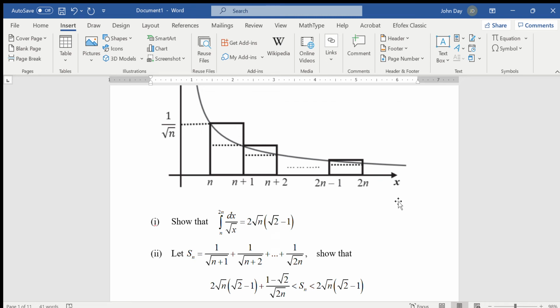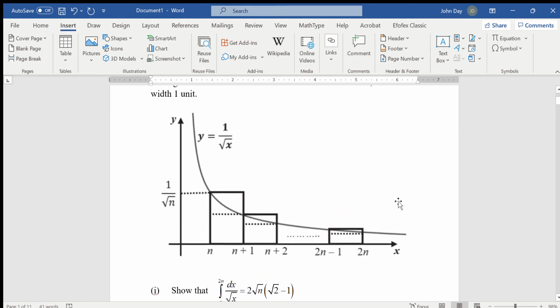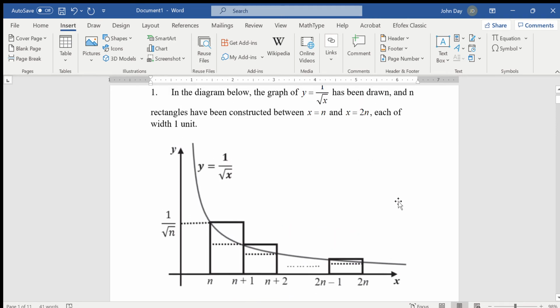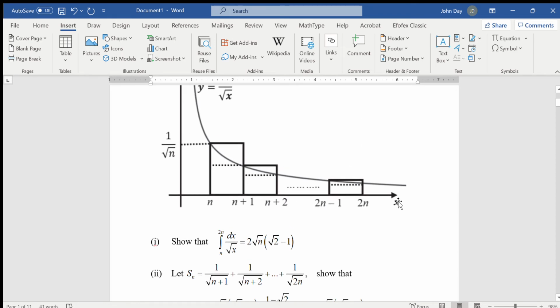So with this question here, the first part wants us just to do a straight integral. Now we know that the question is about y equals 1 on root x. We've also been told that each rectangle has a width of 1. Anyway, the first part is just saying what's the integral from n up to 2n of 1 on root x dx. So that's a straight integration and substitute in the numbers.